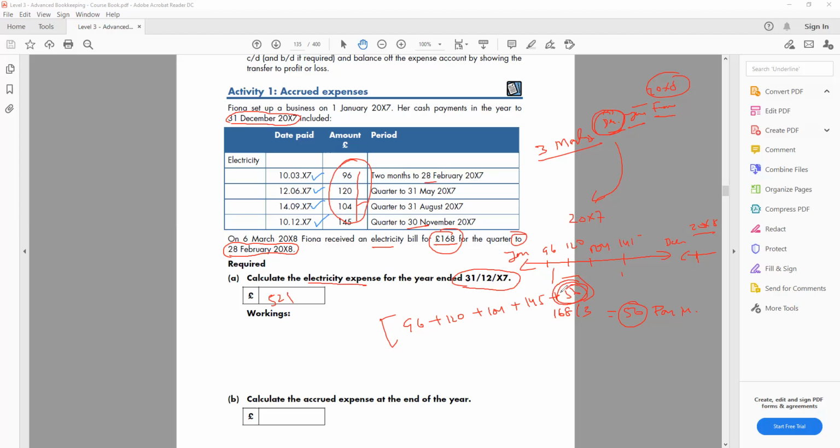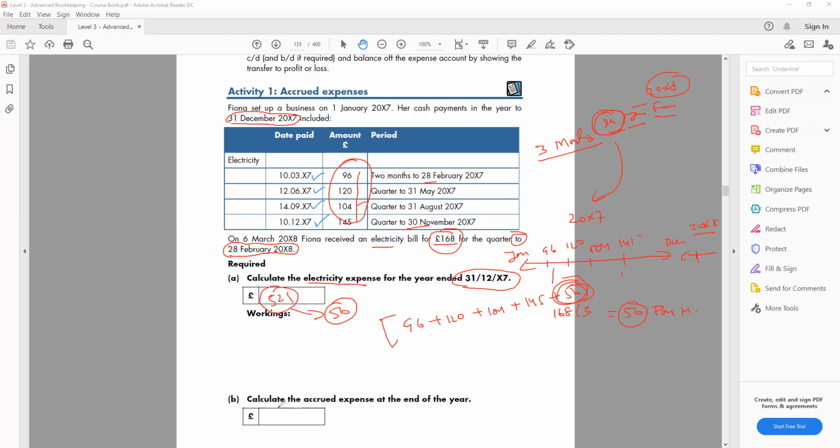The expense is accrued. Accrued means I already used the electricity, but I didn't make the payment this year. So obviously, inside the 521, I have 56 that I didn't pay this year; I paid it next year. But as the expense is relevant to that year, I have to bring it back for 2007.